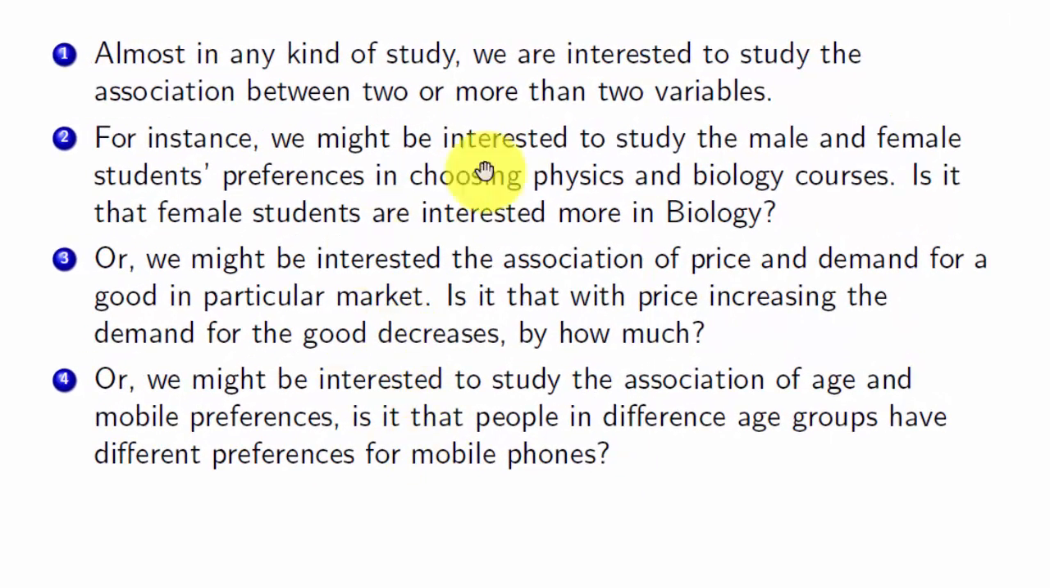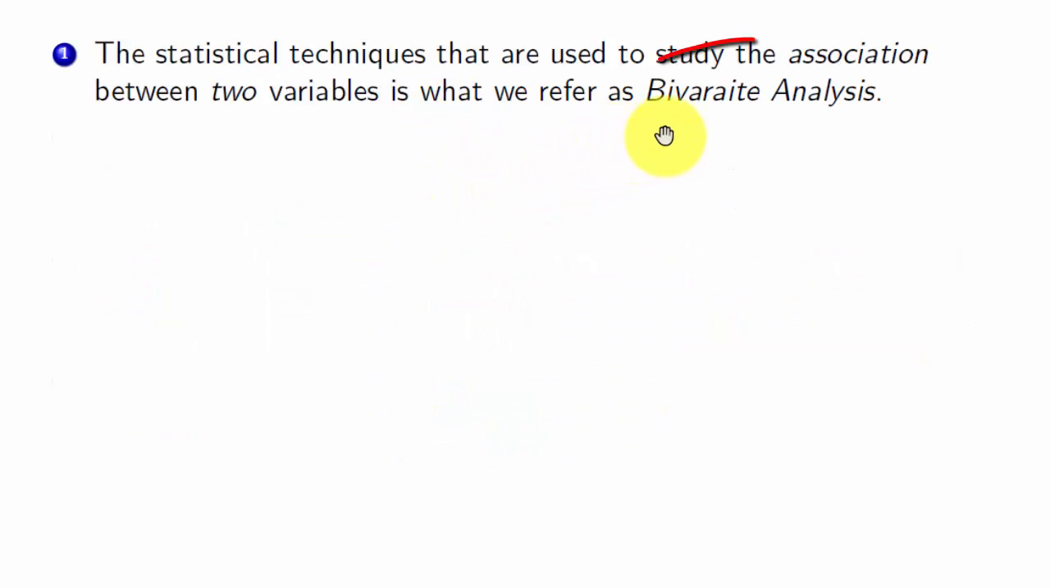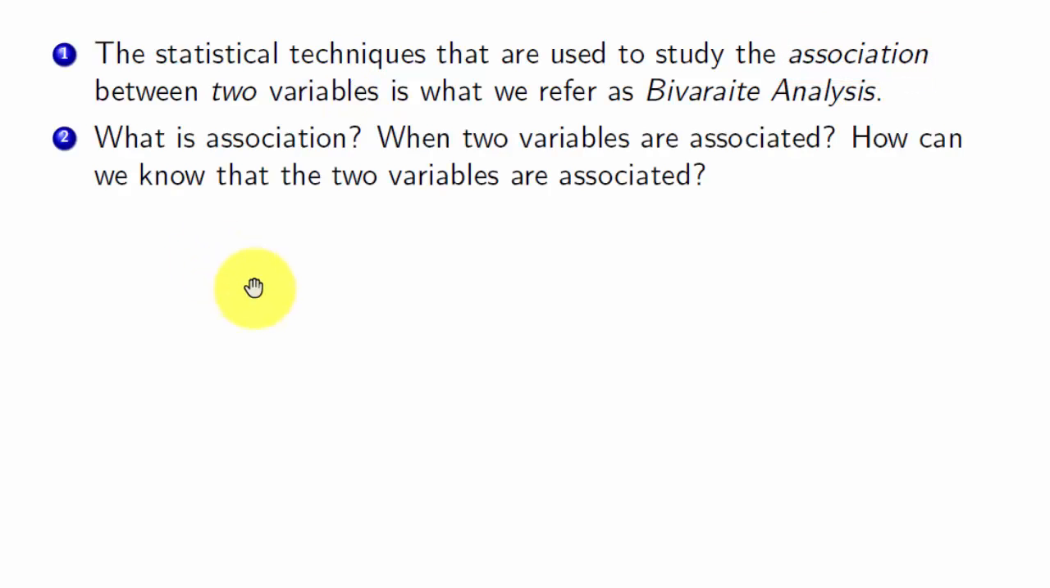In each of these examples, you see that we are having two variables involved. In the first example, we have gender and preferences over physics and biology. In the second example, we have price and demand. In the third example, we have age group and mobile preferences. The statistical techniques that are used to study the association between two variables is what we are referring to as bivariate analysis. That means bivariate analysis is a set of statistical techniques that we use to study the association between two statistical variables.